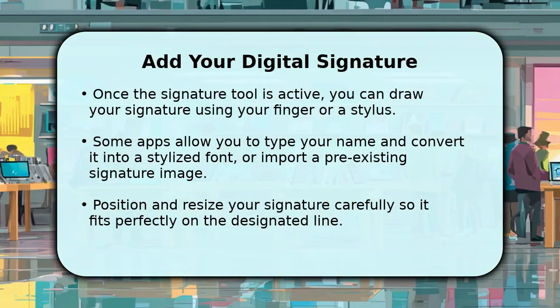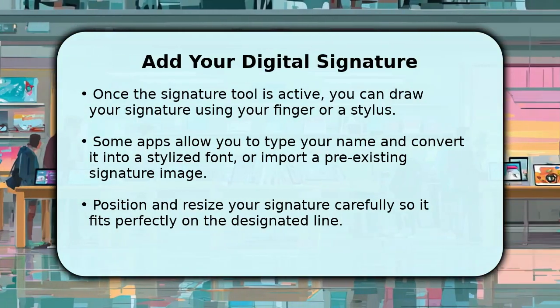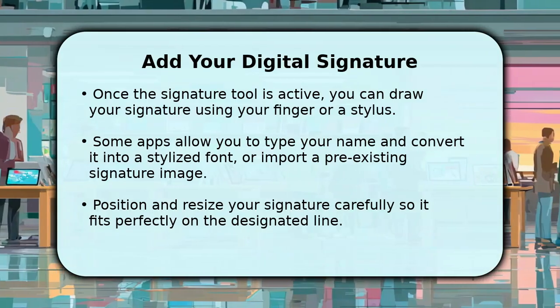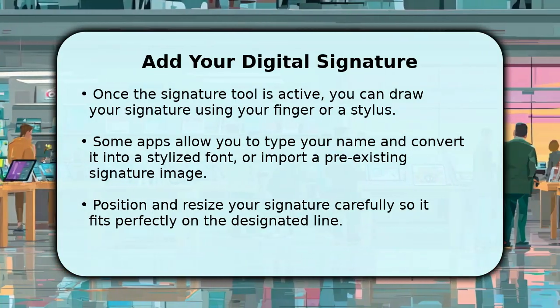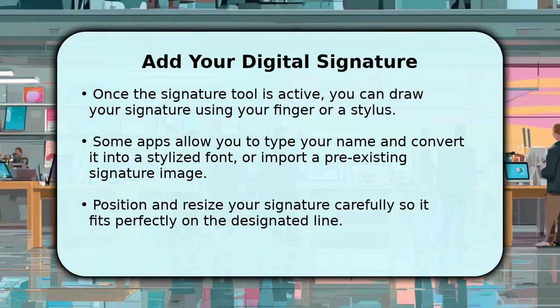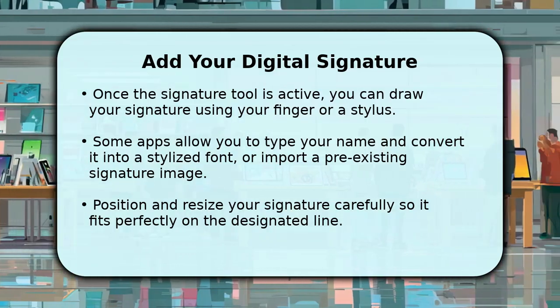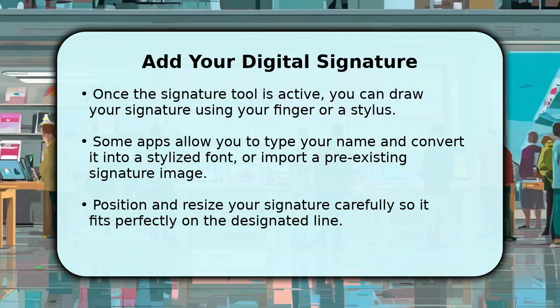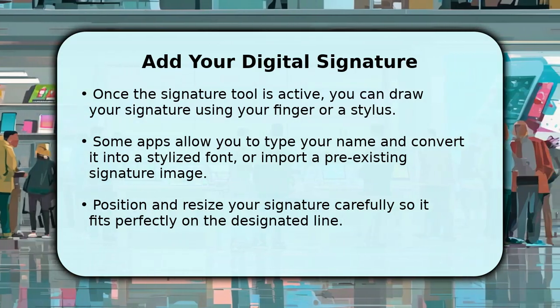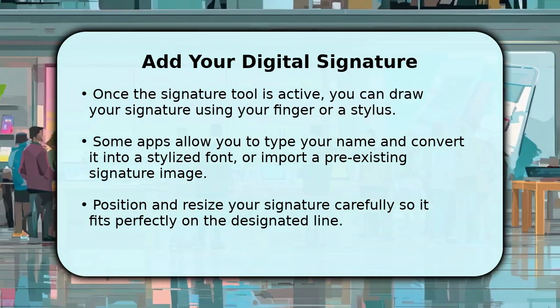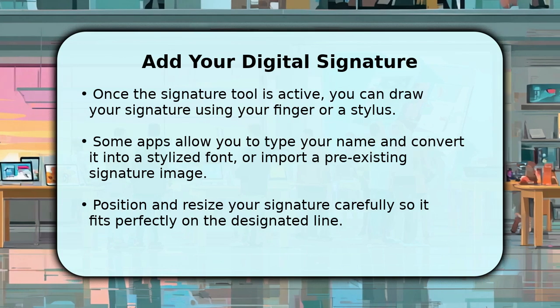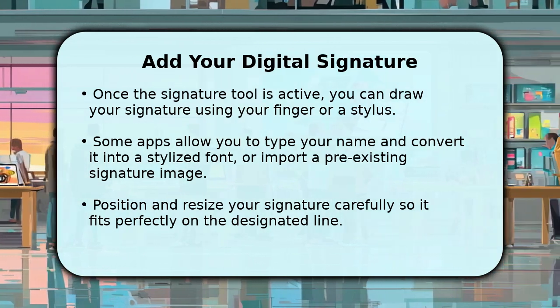With the signature tool activated, you can now add your personal mark. Use your finger or a stylus to carefully draw your signature directly on the screen. Many applications also offer the option to type your name, which converts into a professional-looking digital signature. Carefully position and resize your signature to fit the document's specific signature line exactly.